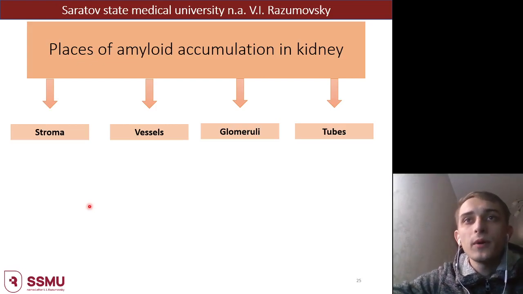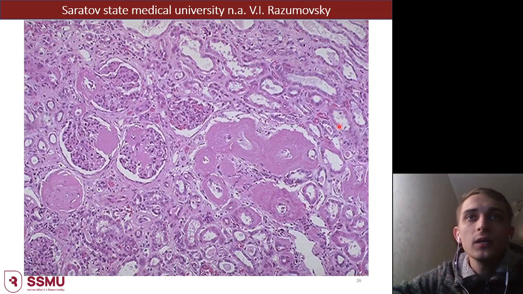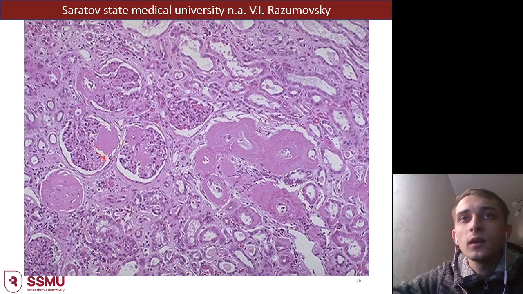Also, you should remember the typical places of amyloid localization in the kidney. They are stroma, vessels, glomeruli, and tubes. On this slide, we may see manifestation of all these localizations. On this glomerulus, we may see total accumulation of amyloid. On this glomerulus, we may see partial accumulation of amyloid.